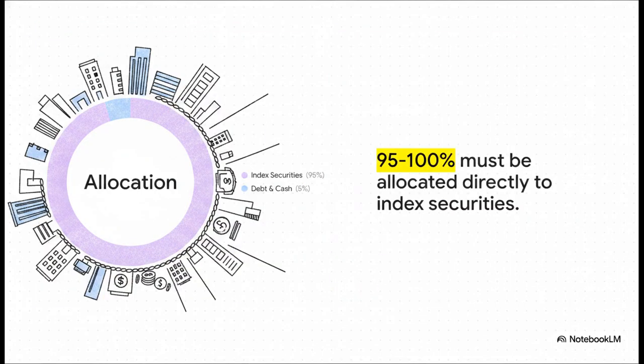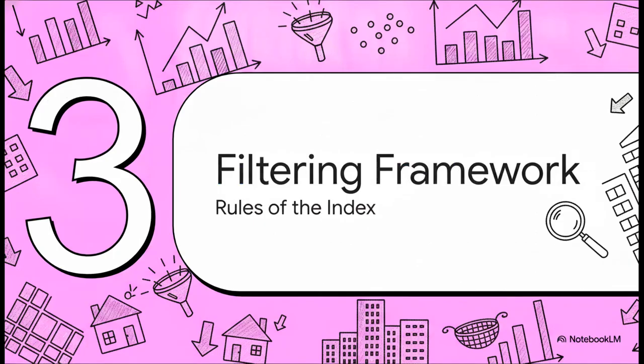You can see that rigid passive mandate right here in the asset allocation. A massive 95 to 100% of your capital is strictly locked into the index securities. That leaves a razor-thin margin, a max of just 5%, allowed in debt and money market instruments like treasury bills. And let's be clear, that tiny 5% bucket isn't there for the manager to strategically time the market. It's strictly there to handle daily liquidity and process investor redemptions. All right, Section 3, the filtering framework.